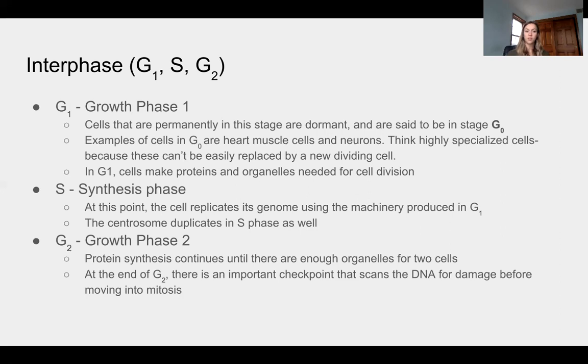And then G2 is growth phase 2. This is where protein synthesis continues until you have enough organelles for 2 distinct cells. And then at the end of G2, there's an important checkpoint that scans for DNA damage before moving into mitosis. I'm going to talk more about checkpoints in cell division when we talk about DNA synthesis, just because I thought it fit a little bit better with that lecture. But just know that that's a really important checkpoint for the cell, because if there is DNA damage, then the cell will probably apoptose, which means it will die, so as to not reproduce with damaged DNA and keep passing that on.